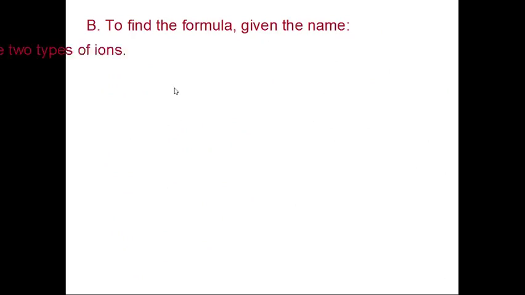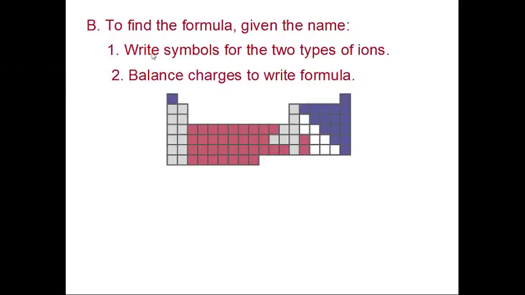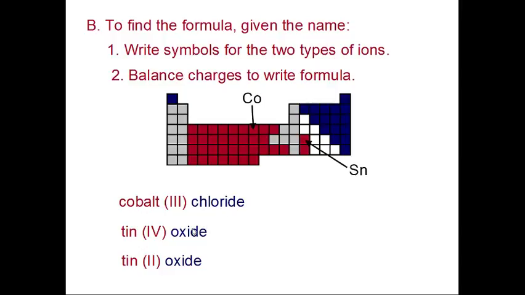Going the other way is actually way easier because the names, you're just going to write the symbols for the two types of ions and you balance the charges because the names give you the charge, so it tells you what to crisscross. There's cobalt with a +3, chlorine with a -1, crisscross. The 3 goes to the chlorine, the 1 goes down there, CoCl3. Bam, got it.